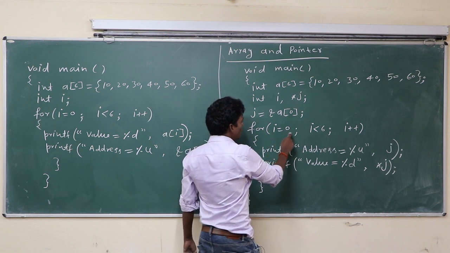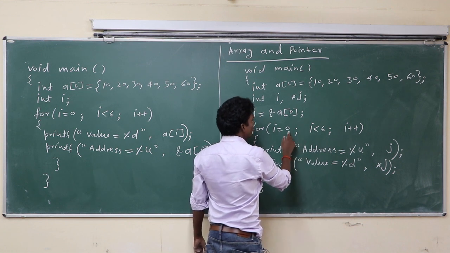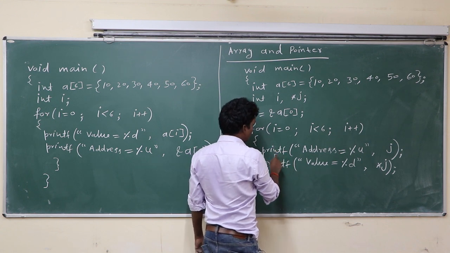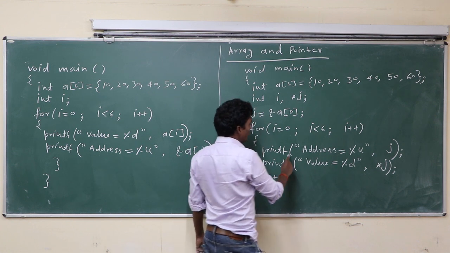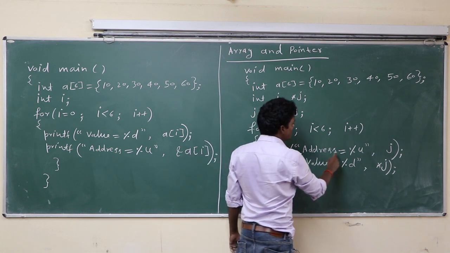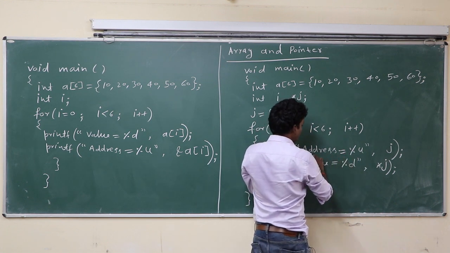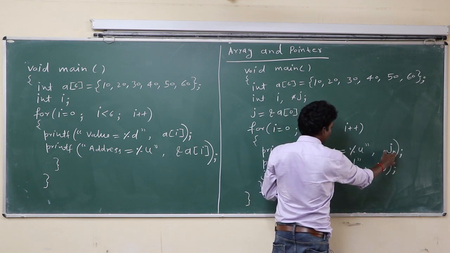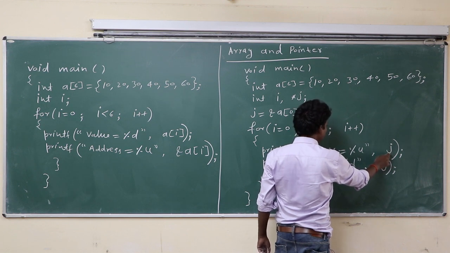Okay, i equal to 0, i is less than 6, i plus plus. This loop executes 6 times from 0 to 5. Okay, and each time this printf is executed, and then j plus plus. Here printf executes address equal to %u. This line is printed as it is in the output, and in place of %u there will be j, and j is a pointer variable. j contains the address.